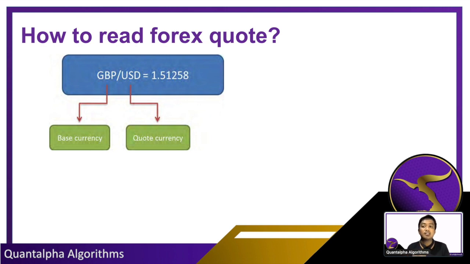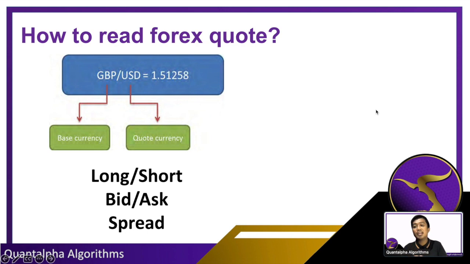So, what does this Forex quote mean? GBP USD equals 1.51258. Meaning to say, don't forget, my friends, that every base currency is equivalent to 1. Meaning to say, in every one Great Britain pound, that is equivalent to 1.51258 United States dollar. So that's the meaning of the forex code.